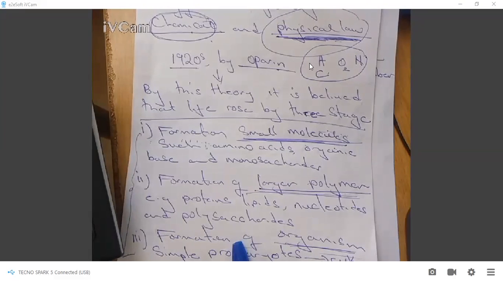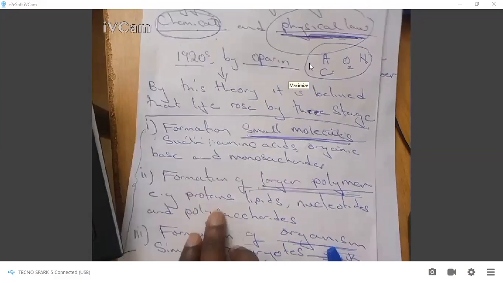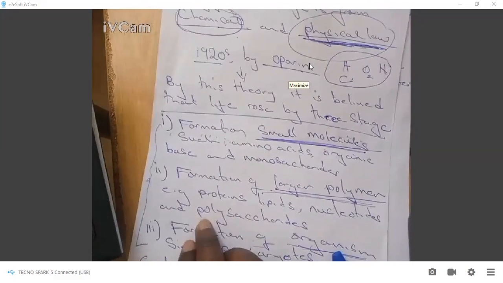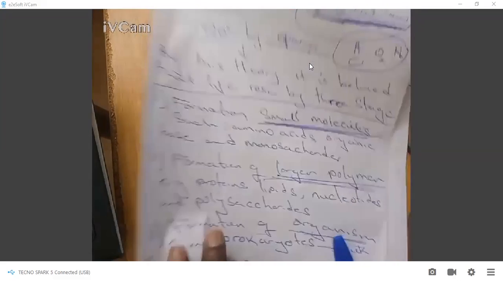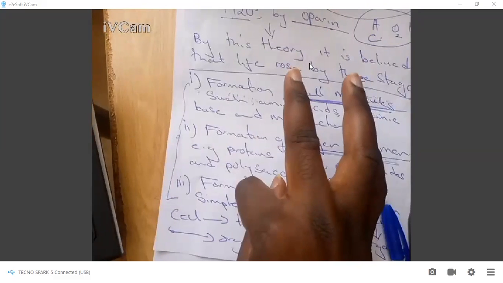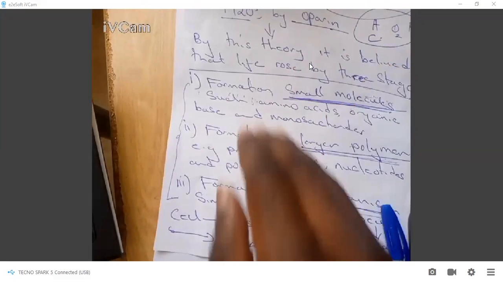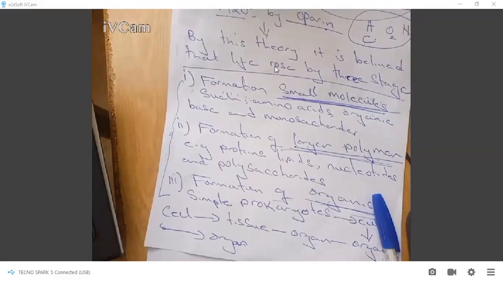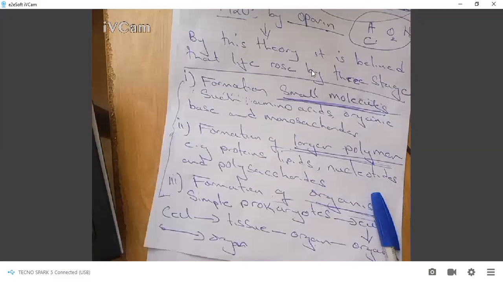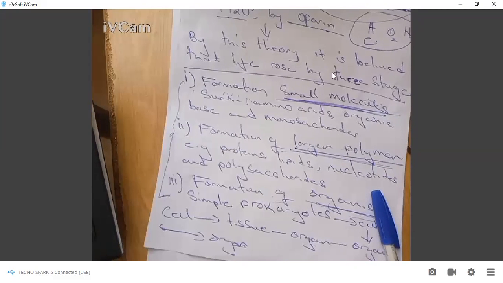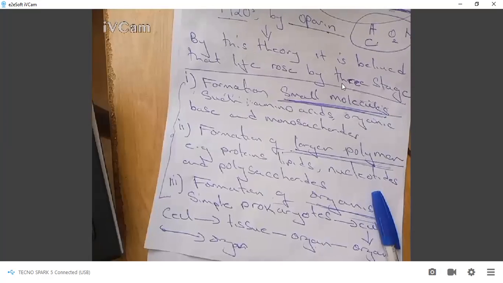Teacher, I've not been seeing this work you've just written after this organization of cells, tissues, organs, and organisms. The work below it. Did you see the stages that I wrote? Did you write those stages? You said this biochemical evolution theory is believed that life arose by 3 stages.